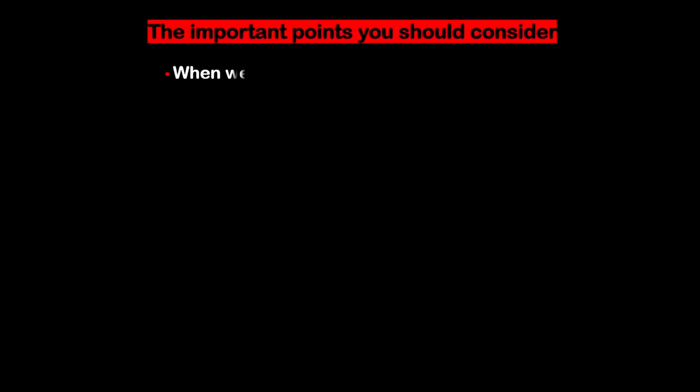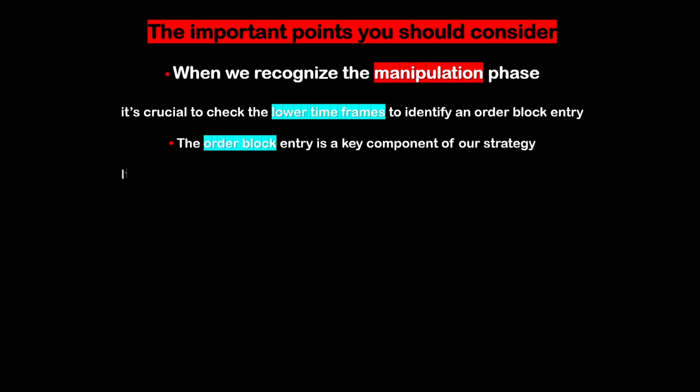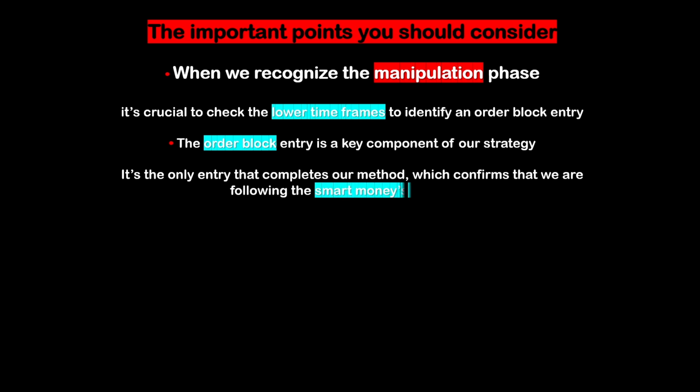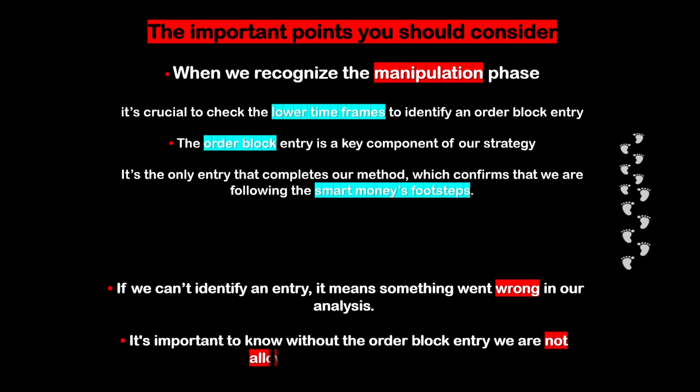When we recognize the manipulation phase, it's crucial to check the lower time frames to identify an order block entry. The order block entry is a key component of our strategy. It's the only entry that completes our method, which confirms that we are following the smart money's footsteps. If we can't identify an entry, it means something went wrong in our analysis. It's important to know that without the order block entry, we are not allowed to execute a trade.